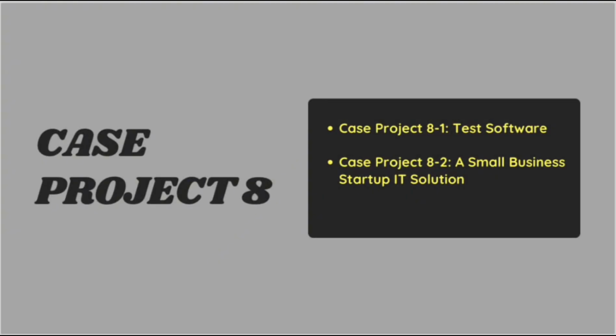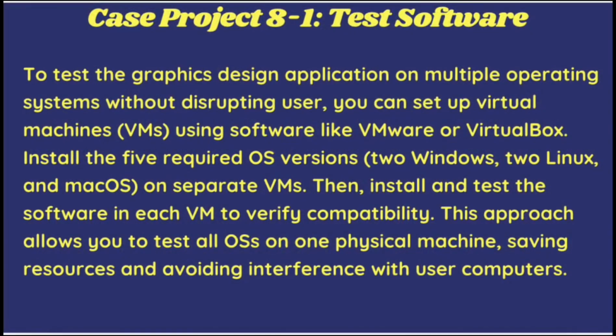Case Project 8, Test Software, a small business startup IT solution. Test software. To test the graphic design application on multiple operating systems without disrupting users, you can set up virtual machines or VMs. Then install the software in each VM to verify compatibility. This approach allows you to test all OSes on one physical machine, saving resources and avoiding interference with user computers.